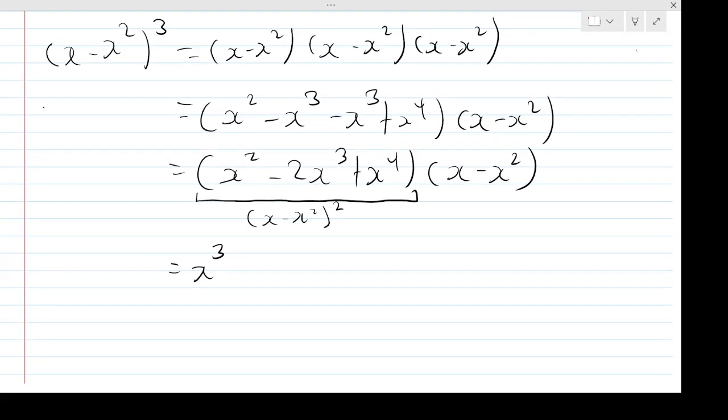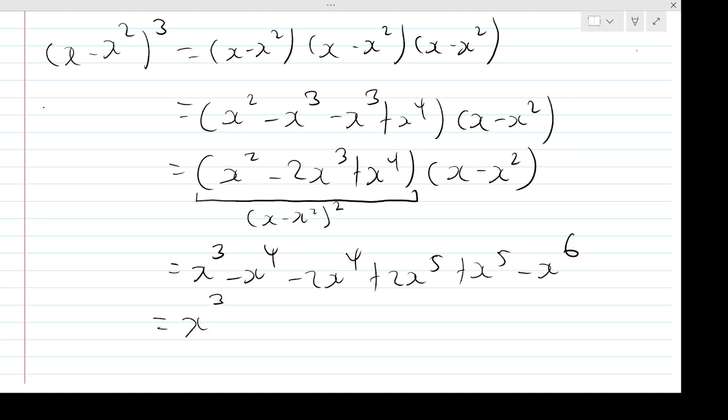Then x squared times minus x squared will be minus x to the 4. Then we have minus 2x cubed times x, that would be minus 2x to the 4. Then minus 2x cubed times minus x squared would be plus 2x to the 5. Then we have minus 2x cubed, then we have x to the 4 times x is x to the 5. Then x to the 4 times minus x squared is minus x to the 6. And then I can just simplify the terms again.